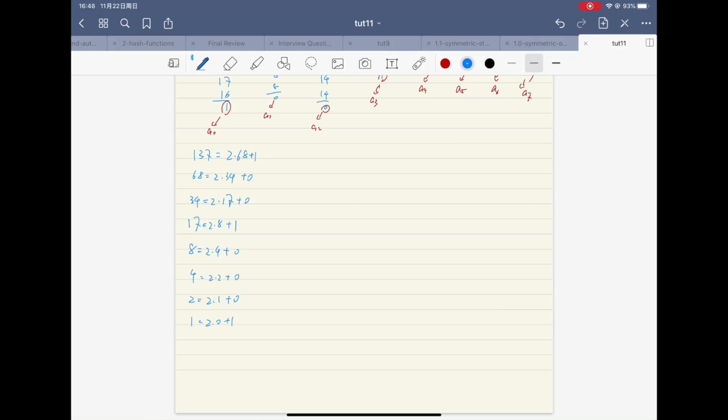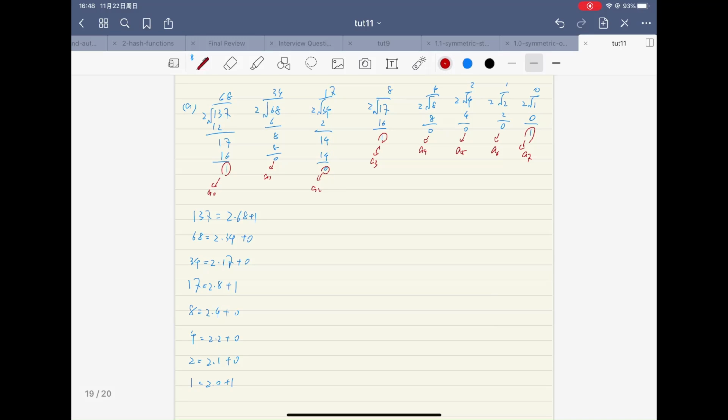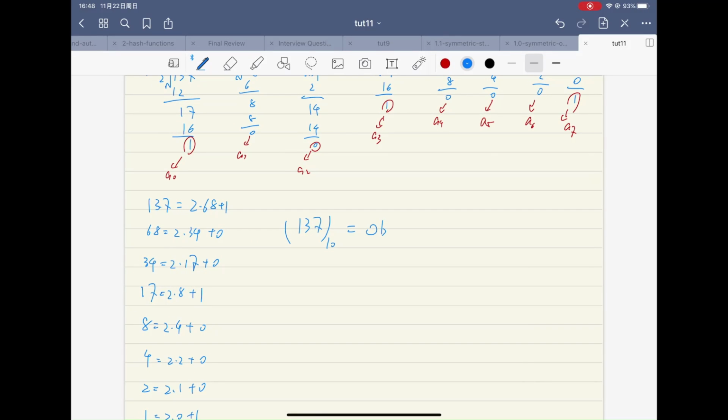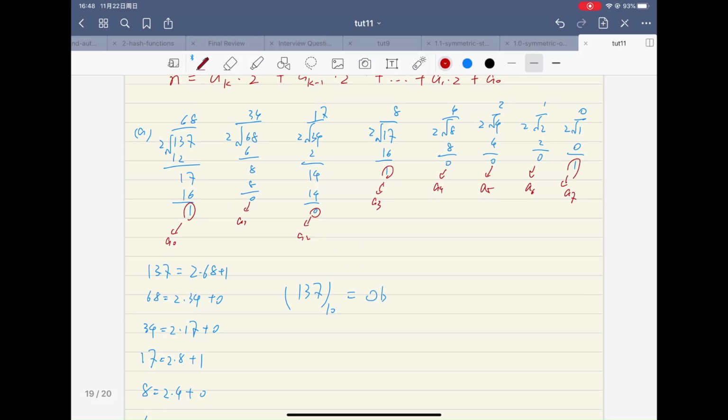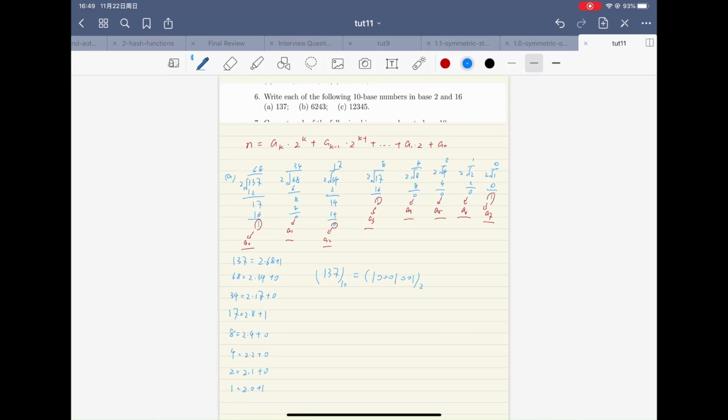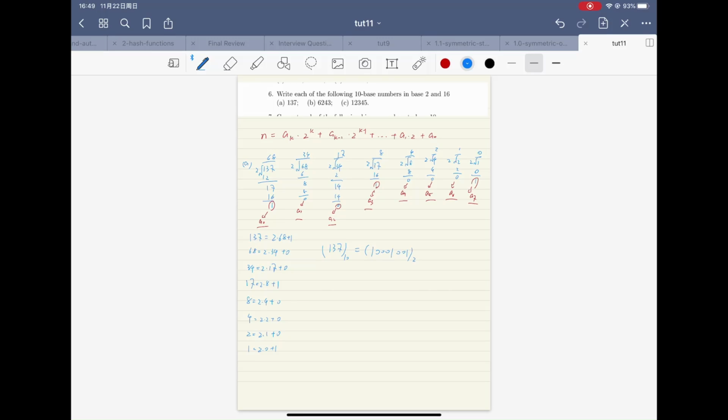And so the 137 base 10 is just being binary. Here is a7, 6, 5, 4, 3, 2, 1, 0. So we go backward. We have 1, 0, 0, 0, 1, 0, 0, 1. Oh, sorry. I think I have to use this notation, like 1, 0, 0, 0, 1, 0, 0, 1, base 2. That's the answer A. That is 137 in base 2.